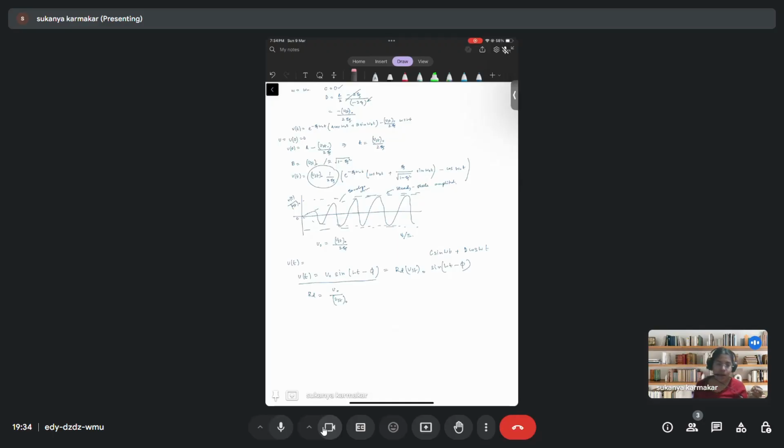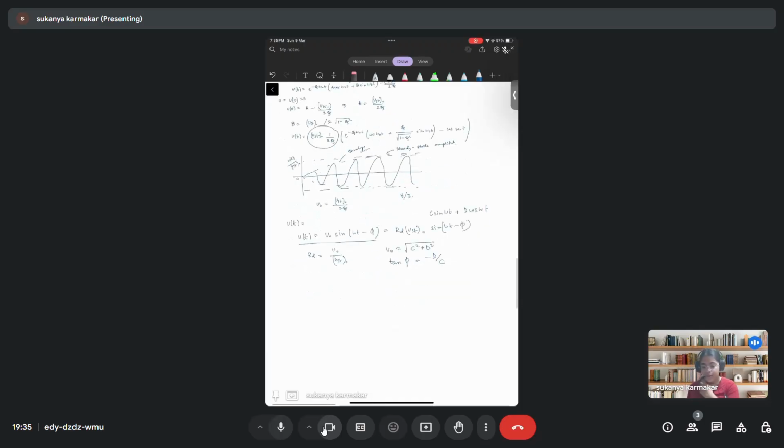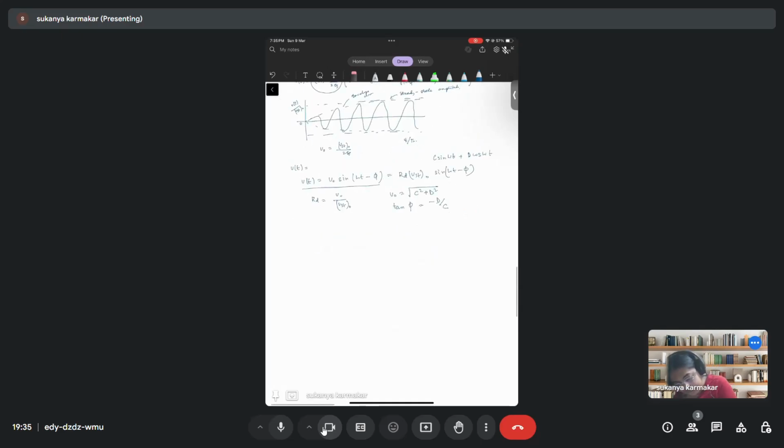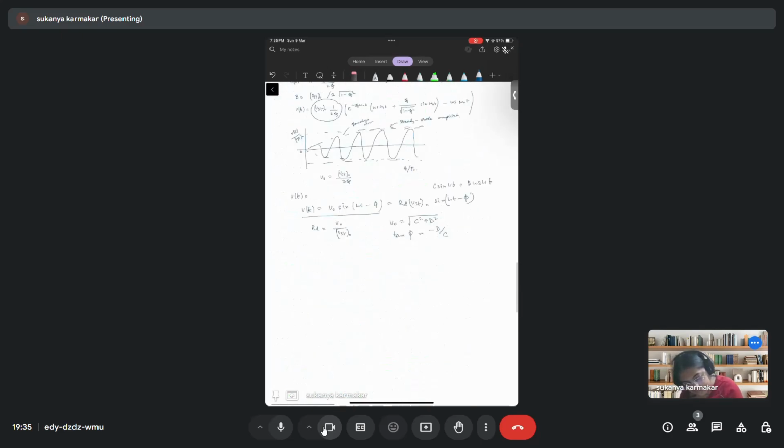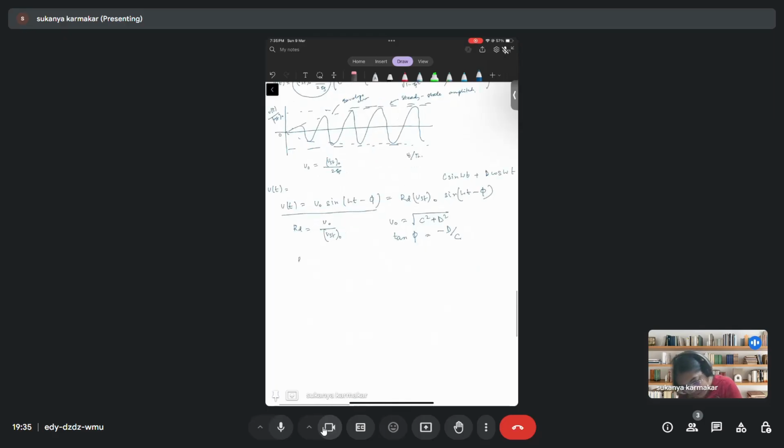C cos of omega t plus d sine of omega t, or c sine of omega t plus d cos of omega t. So here u naught will be of the form square root of c square plus d square, and what will be tan phi? Tan phi will be minus d by c. So from here you can calculate the value of r. So your Rd is u naught by ust naught.